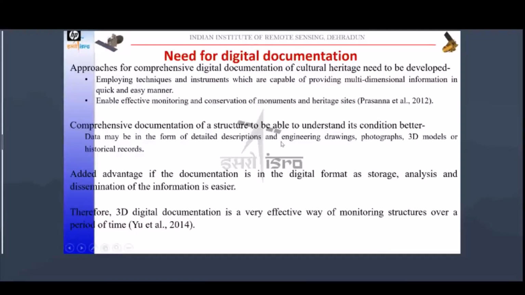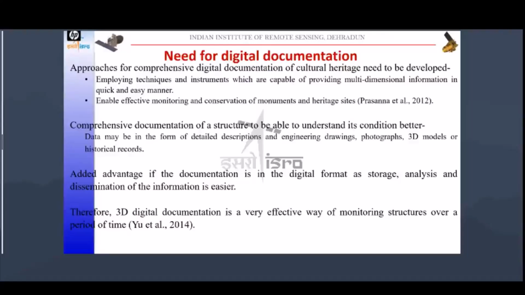Comprehensive documentation of a structure is done so that we are able to understand its condition better. So data may be in the form of detailed descriptions or engineering drawings, photographs, 3D models, or archival historical records. We can club all these together, use complementary information from each, and in a synergistic manner, we can do a very comprehensive digital documentation.